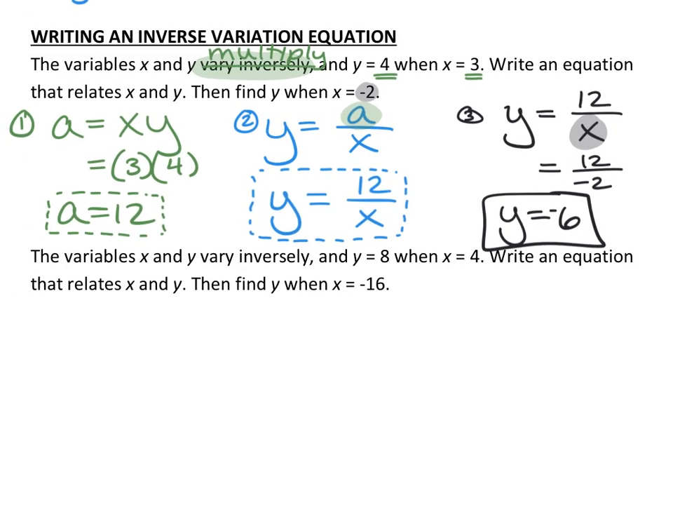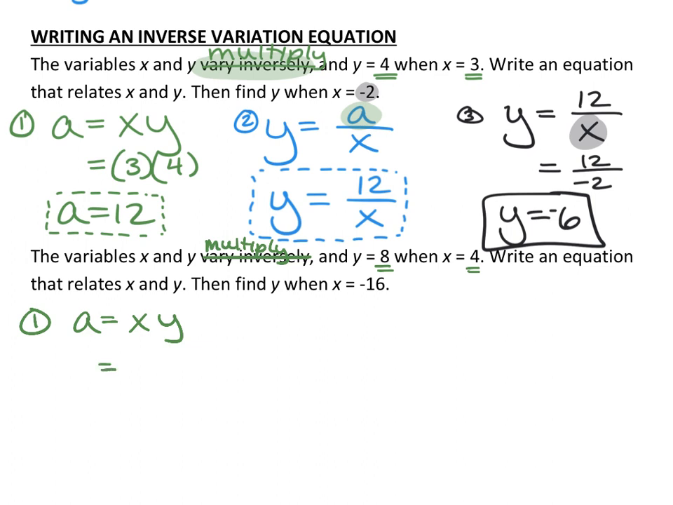It says, the variables x and y vary inversely. Okay, I marked that out, and what do I write instead? Multiply. So I'm going to multiply x and y. We know that y is equal to 8 when x is equal to 4. Let's pause right there before we keep going, and let's do step 1. What should I write down for step 1? A equals x times y. Amazing, because we know they should be multiplied.